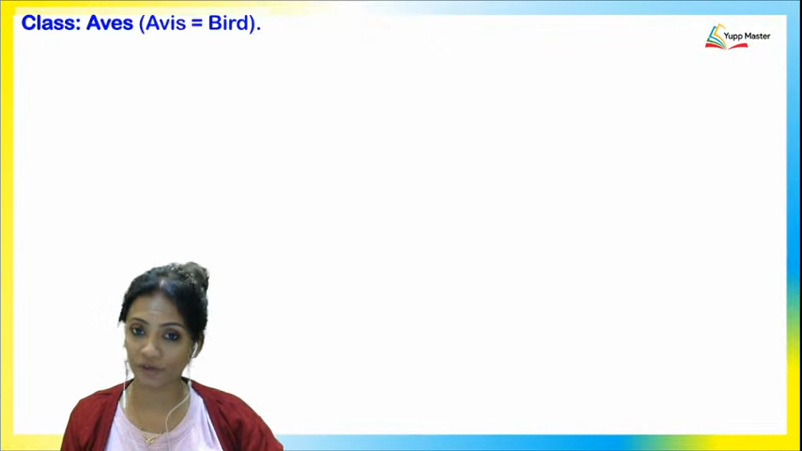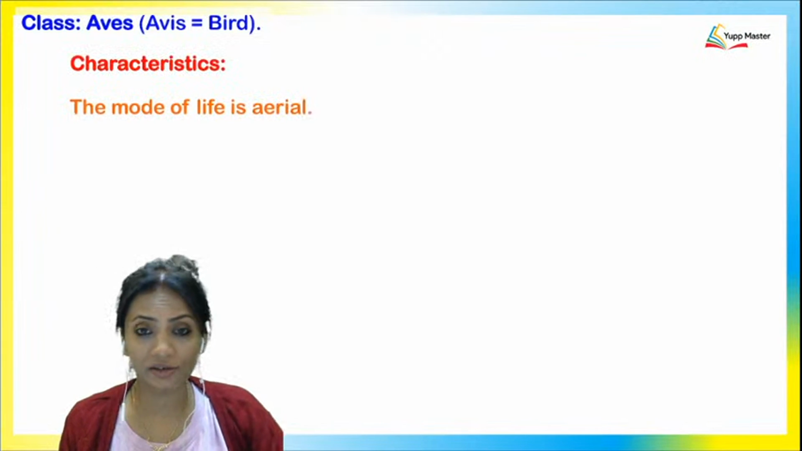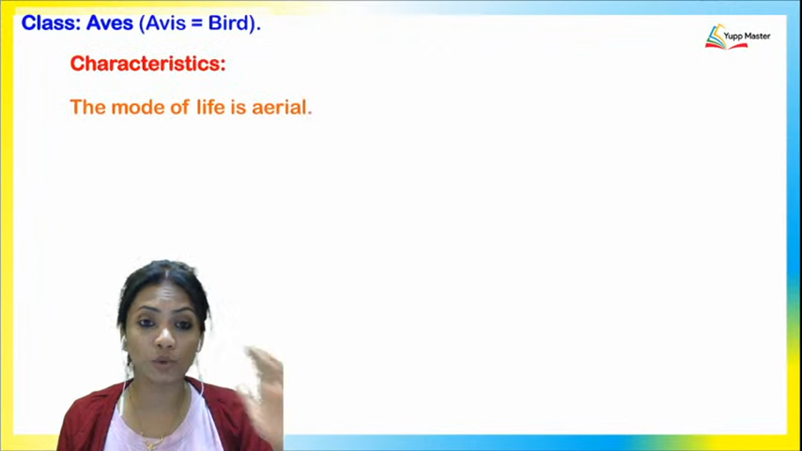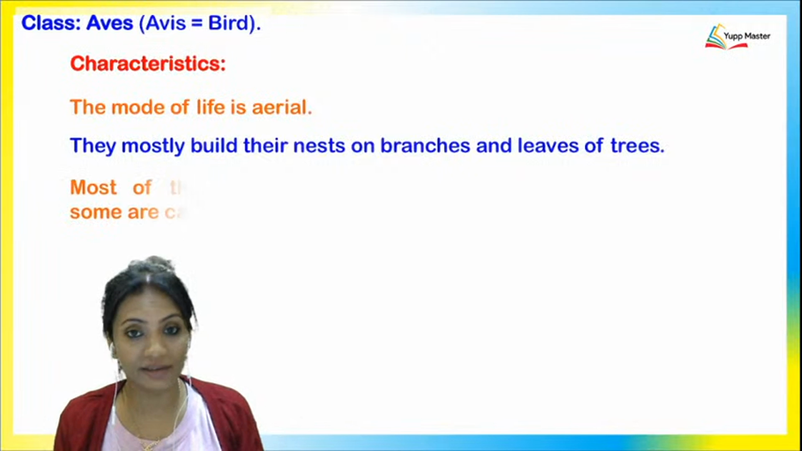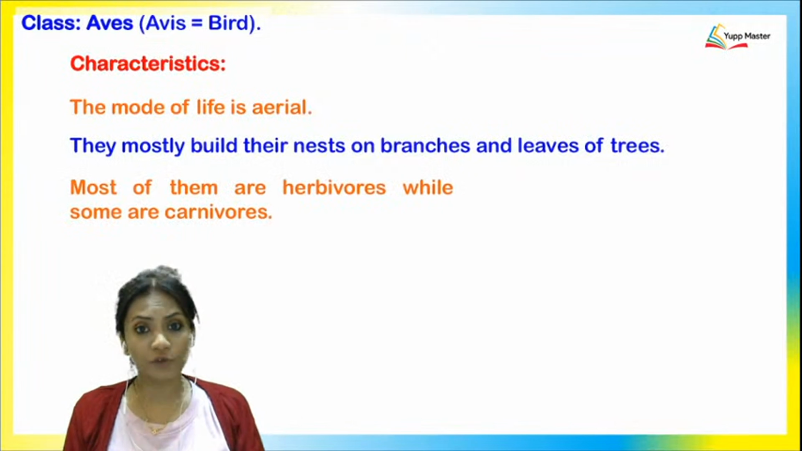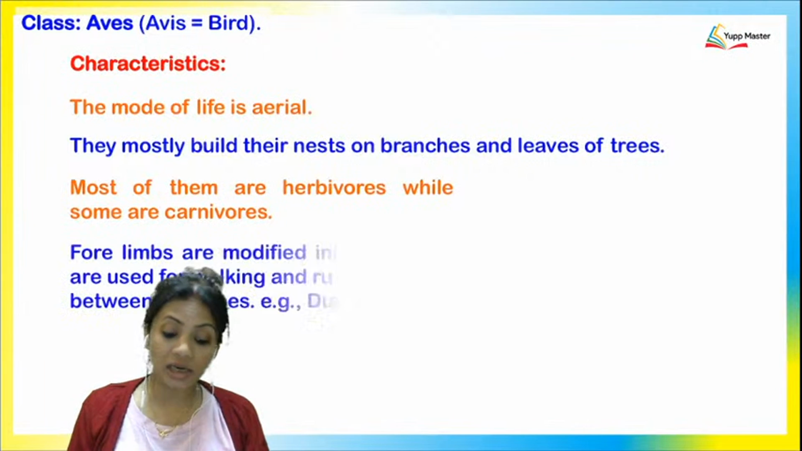Now, talking about the different characteristics, let's recollect all of the special features of class Aves. What were the characteristics? First of all, we saw that the mode of life was aerial. They build their nests on branches and leaves of trees. They are herbivores, most of them. Some of them may be carnivores.